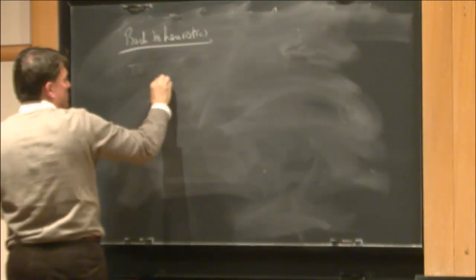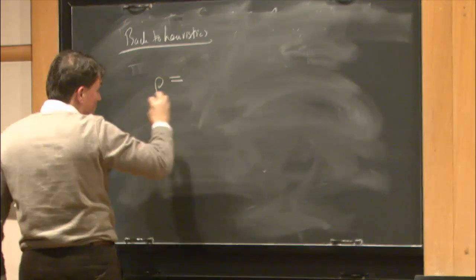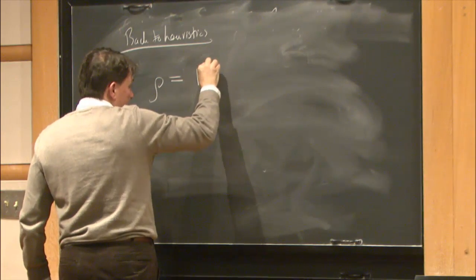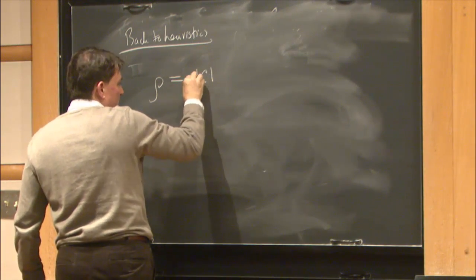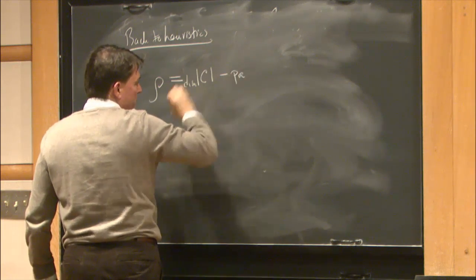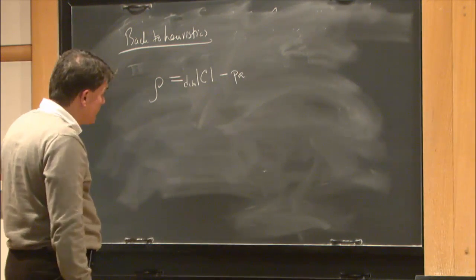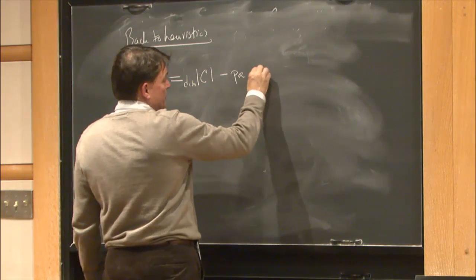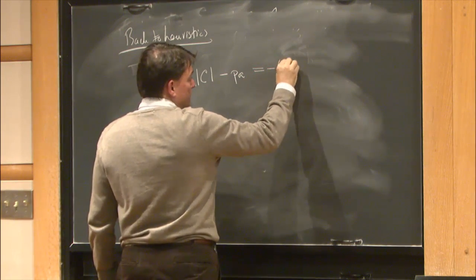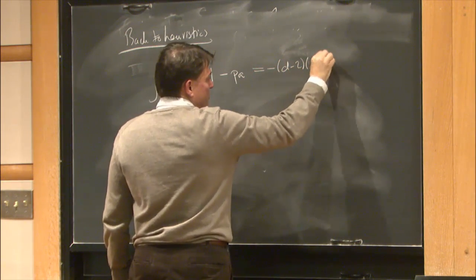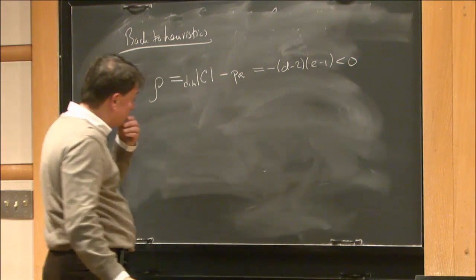Okay, so we had this number rho, which was the expected dimension in this linear series C. So it was the dimension of this guy minus the arithmetic genus, typical member here. So this was minus d minus 2 times e minus 1. It was a negative number.